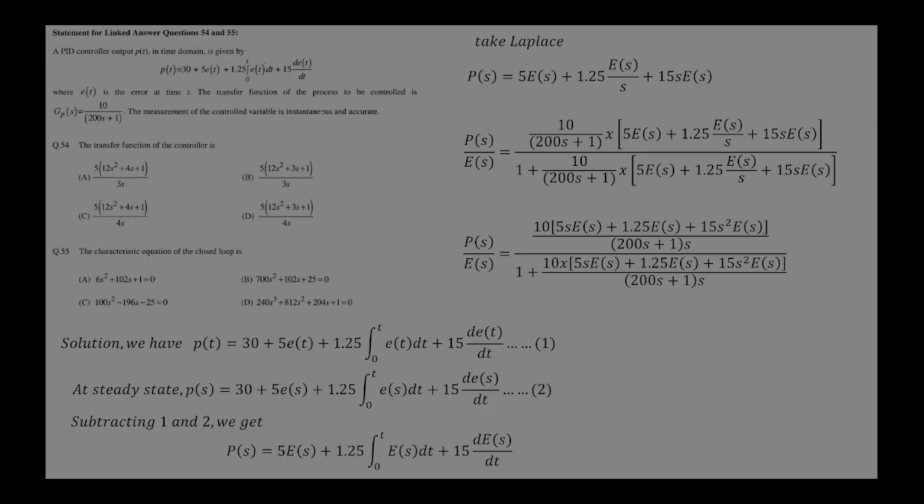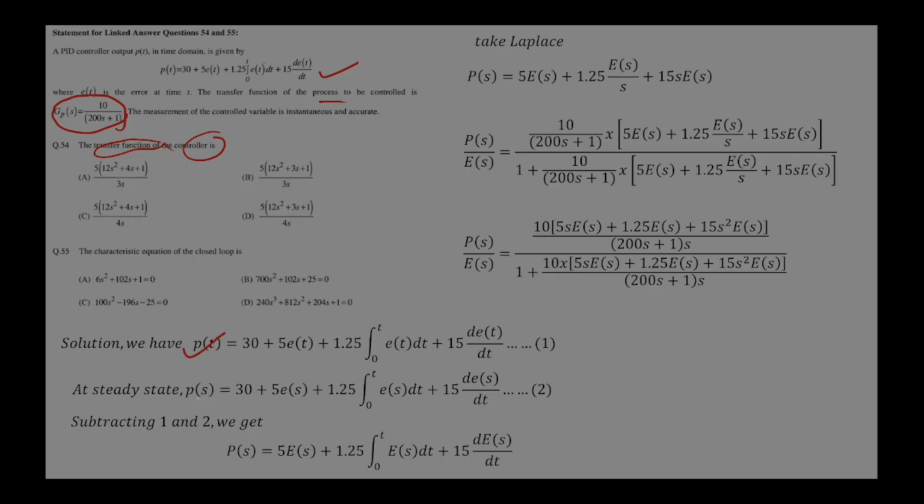Now, a PID controller output PT in the time domain is given by this. So this is the controller output. PID controller: proportional controller is there, integral controller is there, and derivative controller is there. So this is the error. The transfer function of the process is this. This process will come later. First, it is asking for the transfer function of the controller. So very first, we have to find the transfer function of the controller. We know that PT is this.